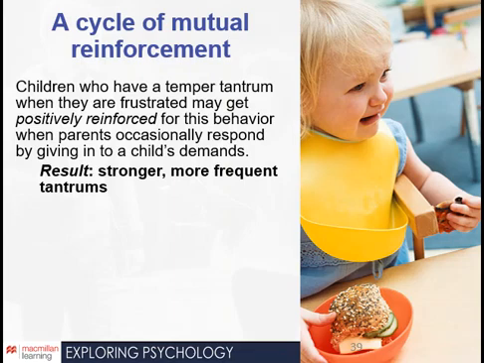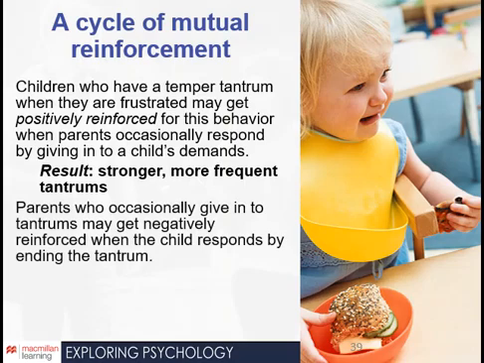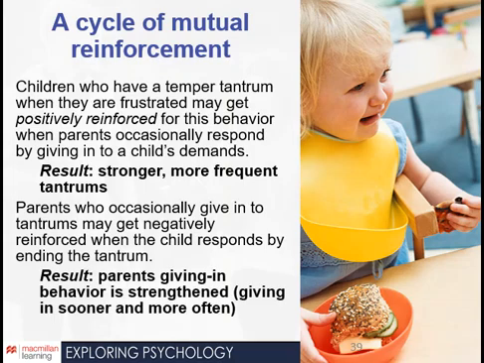So this is basically the same premise: if the child has a temper tantrum and you give in and go to the child, for example, the results are usually going to be stronger, more frequent tantrums in the future because you just positively reinforced the kid. Parents who occasionally give in to tantrums may get negatively reinforced when the child responds by ending the tantrum. So the kid is in a situation where it's going to get positive reinforcement, something that it likes, and the parent is going to get negative reinforcement because it's going to get something taken away that it doesn't like, the crying. So the result ultimately is that the parents' giving-in behavior is strengthened, given in sooner and more often.